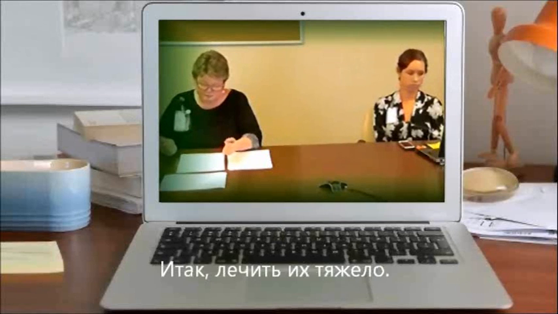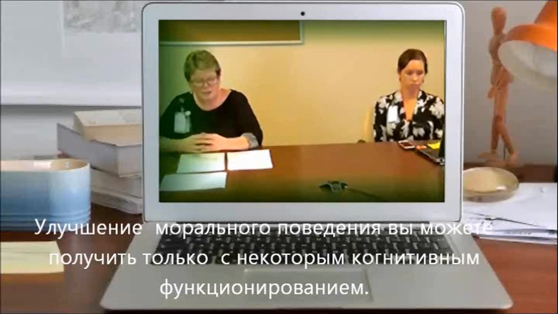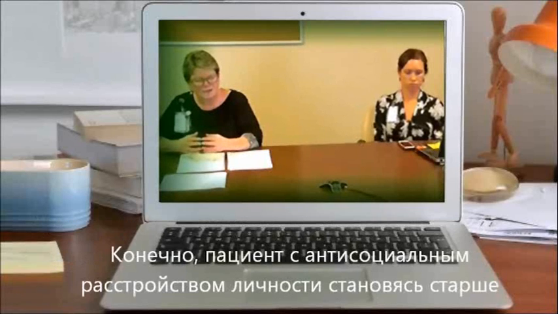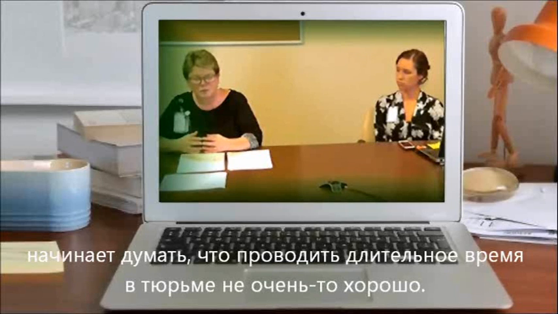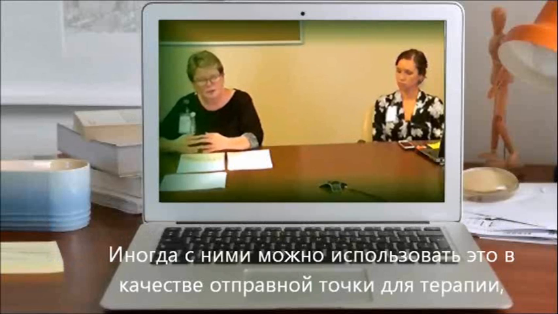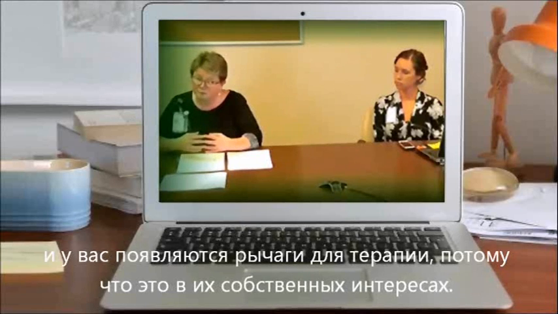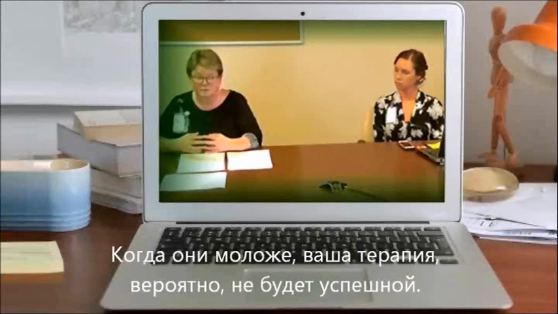So, treatment is hard. The improvement of moral and social behavior, you can help that with some cognitive functioning. Certainly as the antisocial personality disorder patient gets older, they tend to burn out a little bit. They start thinking that spending long periods of time in jail is not a good thing. They've had enough consequences, that their impulsivity is lessening with age, that sometimes they can use that as a starting point, and you have some leverage for therapy with that because it's in their own best interest. When they're younger, you're probably not going to be successful.